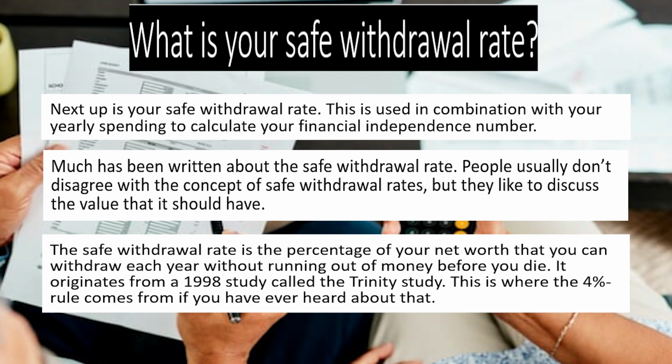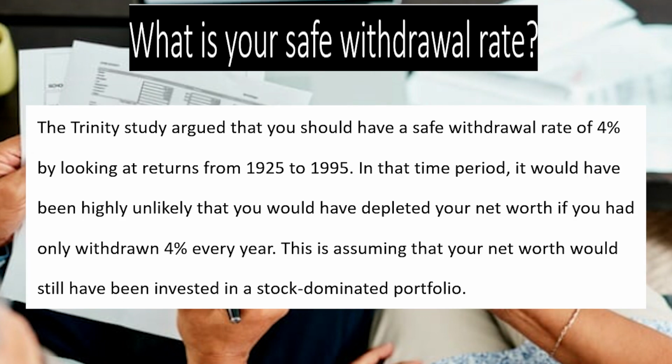It originates from a 1990 study called the Trinity Study. This is where the 4% rule comes from, if you have ever heard about that. The Trinity Study argued that you should have a safe withdrawal rate of 4% by looking at returns from 1925 to 1995. In that time period, it would have been highly unlikely that you would have depleted your net worth if you had only withdrawn 4% every year. This is assuming that your net worth would still have been invested in a stock-dominated portfolio.